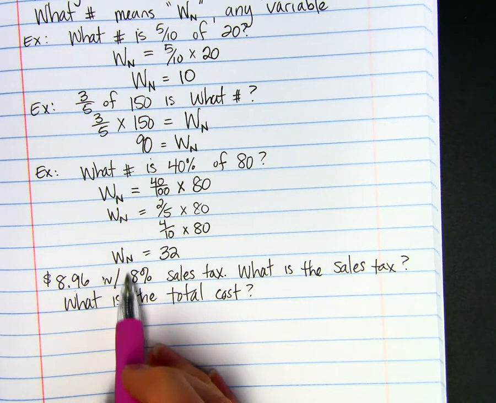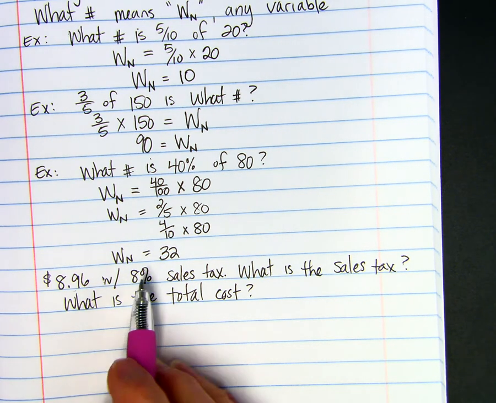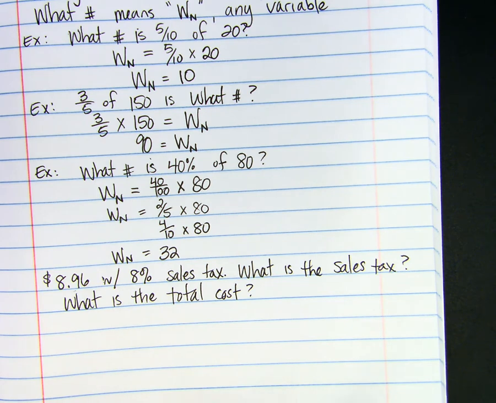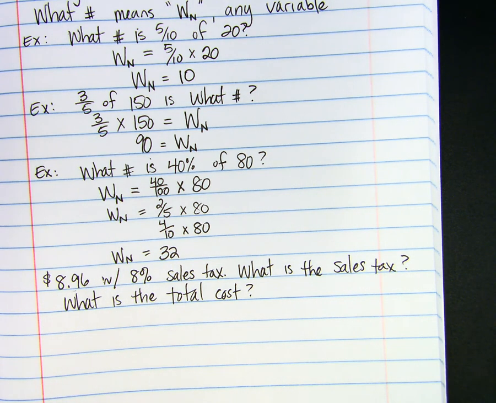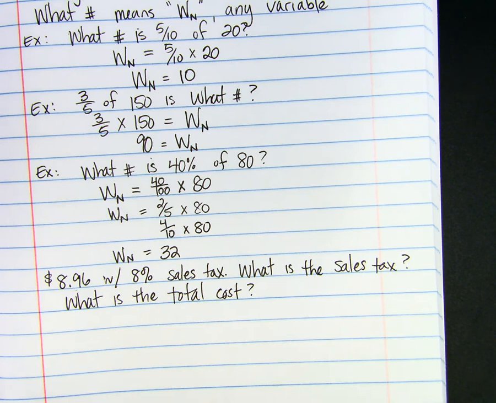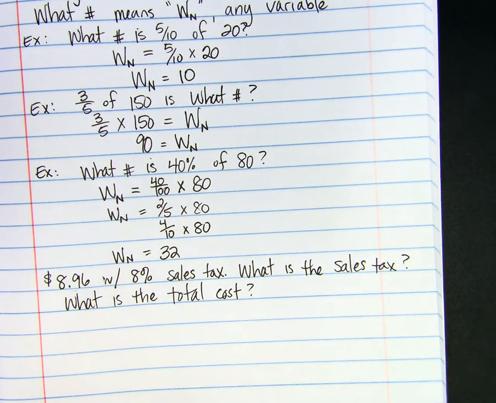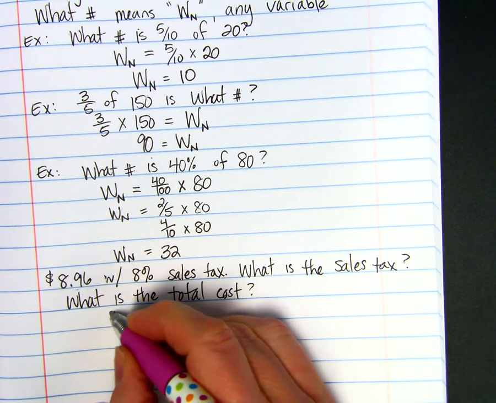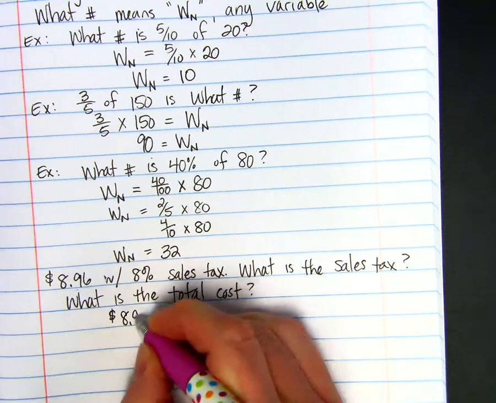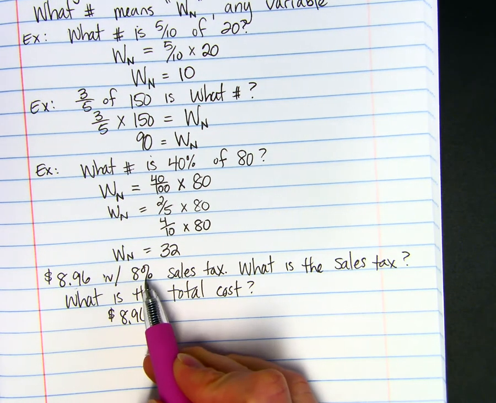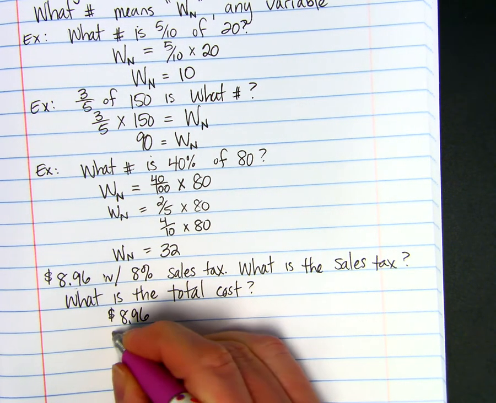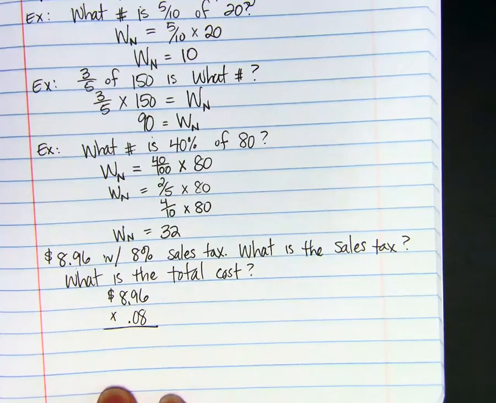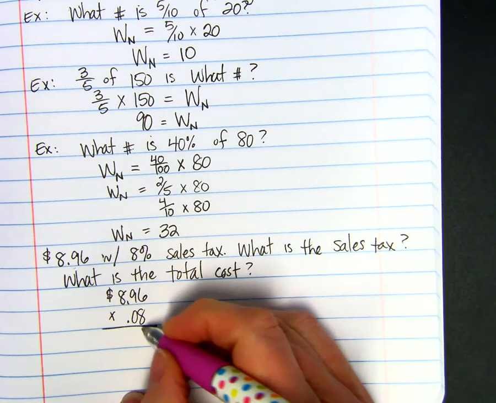But when it says what percent, that means the percent of your total cost. So we're going to take 8% of $8.96, and that will be our sales tax amount, what we have to add on to the total. So if we do $8.96, again, we can't have the percent there, so it's going to be 8/100ths. So I'm going to write it as a decimal and multiply. So that will tell me what is 8% of 896.